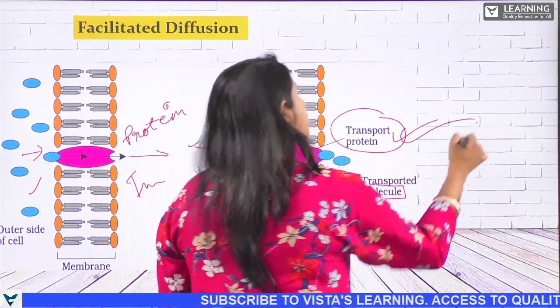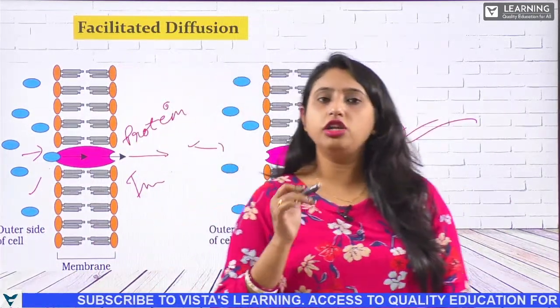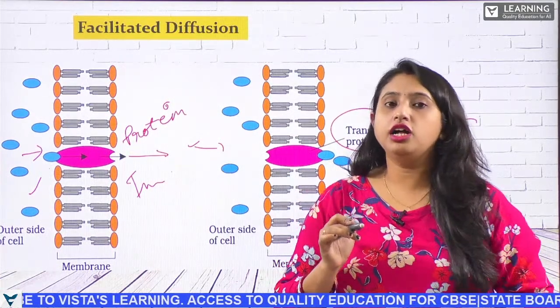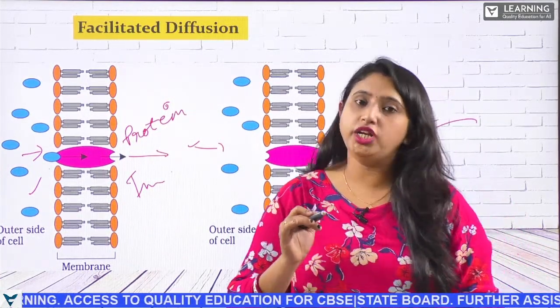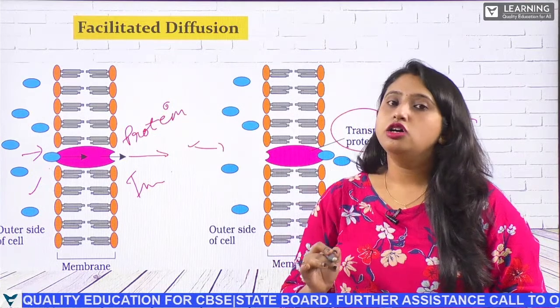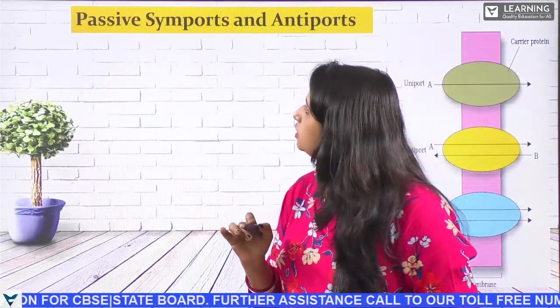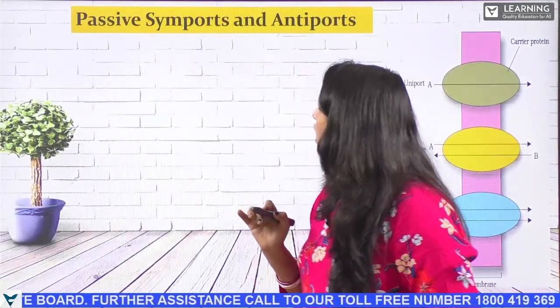So with the help of the transport proteins, the molecules get the help they need. What form does the help take? In the form of transport proteins. Is that clear? So yes, now let us learn the passive symport and antiport.